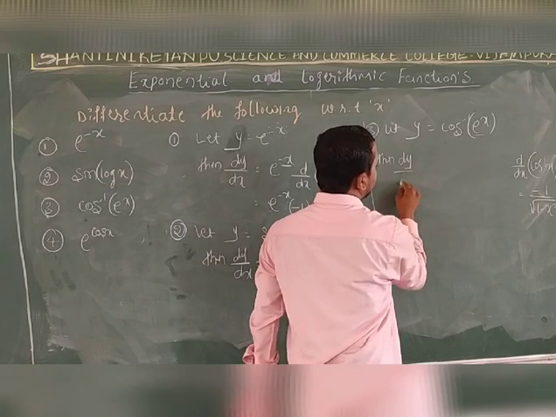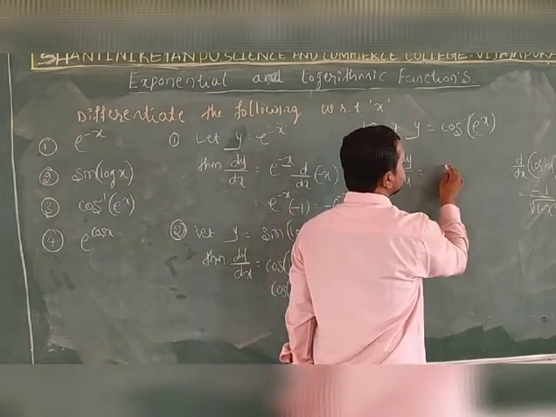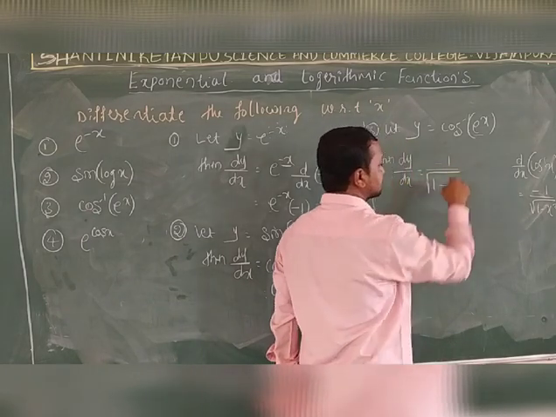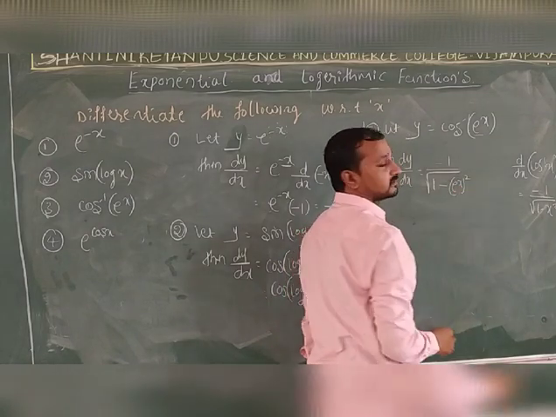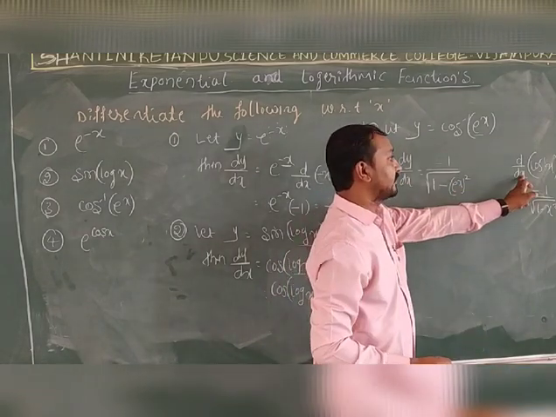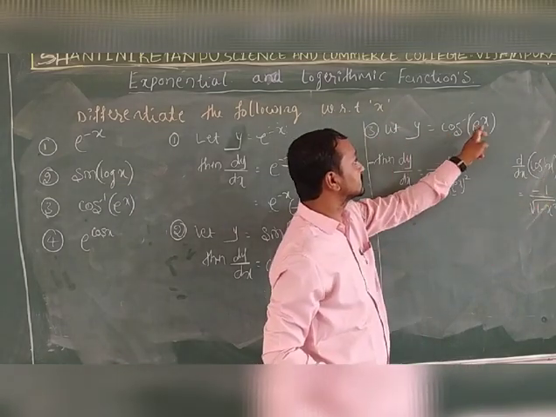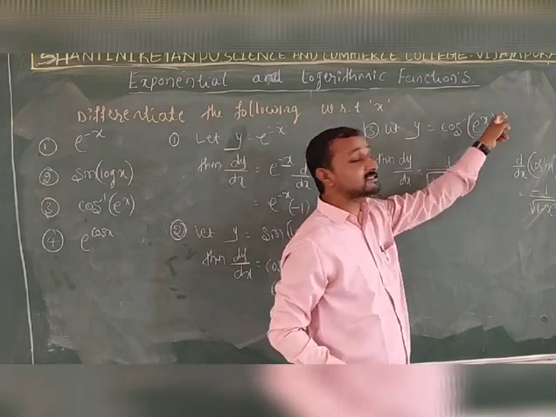Then dy by dx equals, what is the derivative of cos inverse of x? Minus 1 divided by root of 1 minus x square. What is your x? e raised to x whole square. Is that clear? So the derivative of cos inverse of x is minus 1 divided by root of 1 minus x square. Here, in cos inverse of x, instead of x what is there? e raised to x. So e raised to x can be written as x.